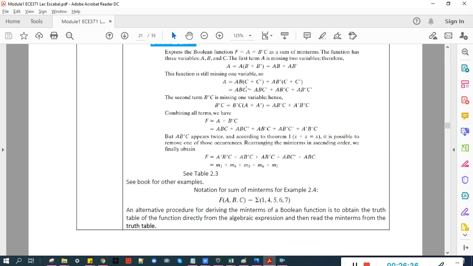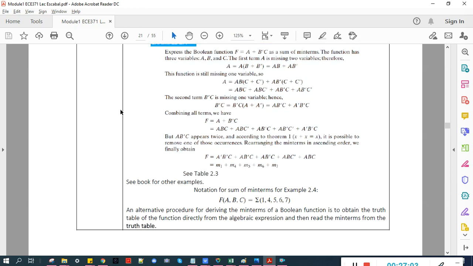So what happened? We already have the minterms. We have 4 minterms for A. So A is equal to this. This whole expression is just equal to A. We just wanted the minterm equivalent of A.